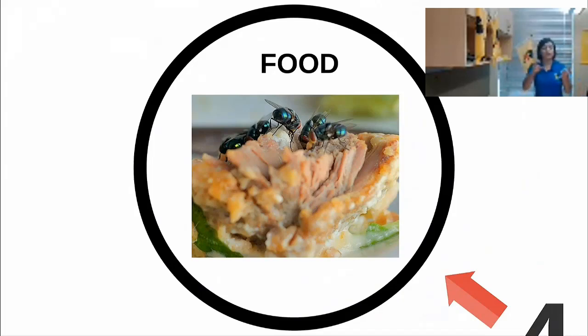The food source could be organic matter. It could be fecal matter. Who feeds on fecal matter? Larvae of certain flies. Cockroaches. Blood. Who feeds on blood? Fleas, ticks, right? Bed bugs, mosquitoes.